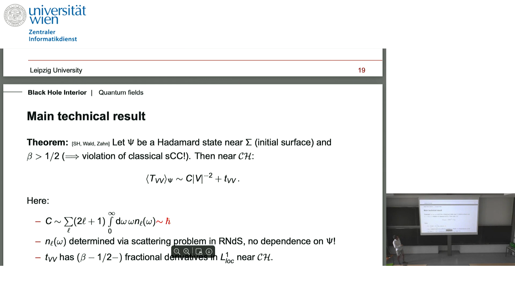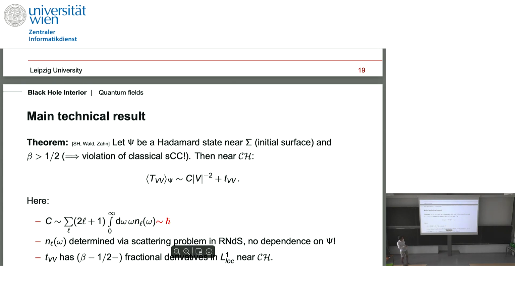And so what we showed was that there is a short distance singularity, so the stress energy tensor is diverging as V^-2, where V is the Kruskal coordinate. So this, I think, 1 over V squared is not integrable. 1 over V wouldn't even be, and so it's quite far from being in L1. And this other piece is a state-dependent piece, which roughly has the same regularity as the classical solution. So it has a much better behavior at a Cauchy horizon than this quantum piece.